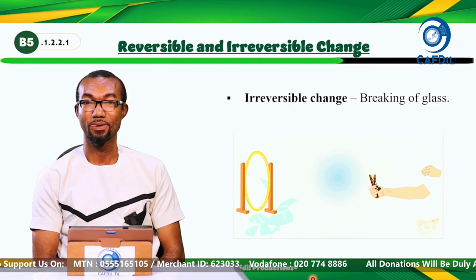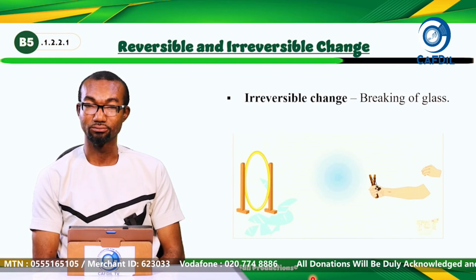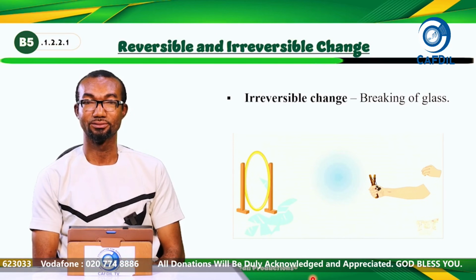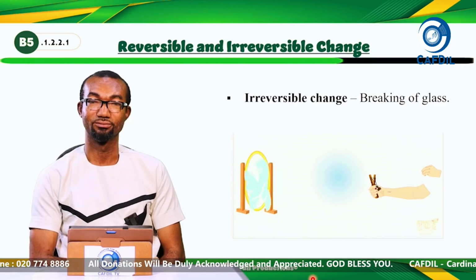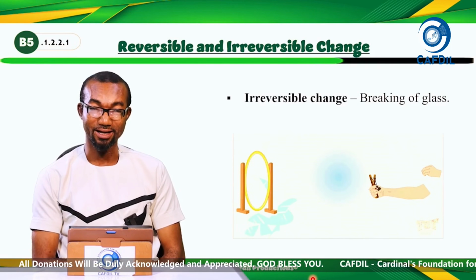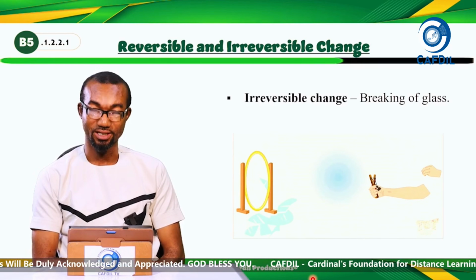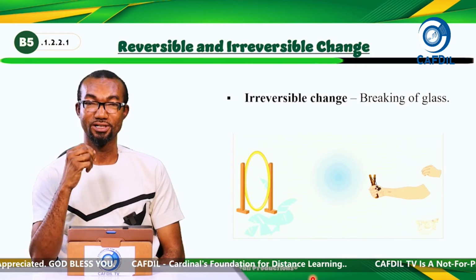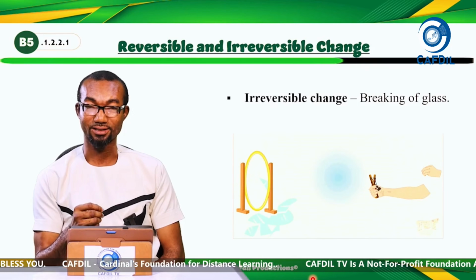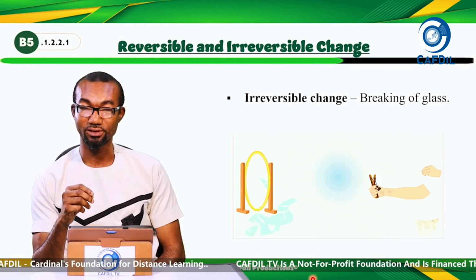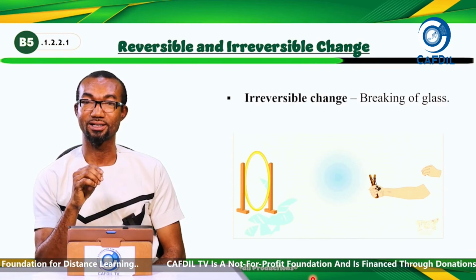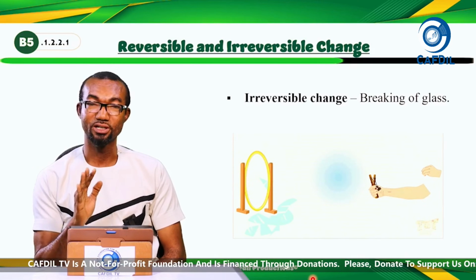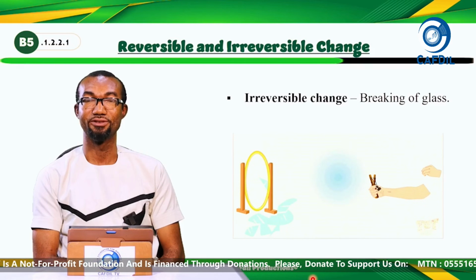Breaking of glass. If a glass is broken, there's no way it can be fixed back. If it's broken, it's broken. It cannot be fixed back. So breaking of glass is also an irreversible change. Whether it's a mirror, a bottle, a windscreen, a cup, a plate, when it breaks, there's no way you can mend it. It's irreversible.